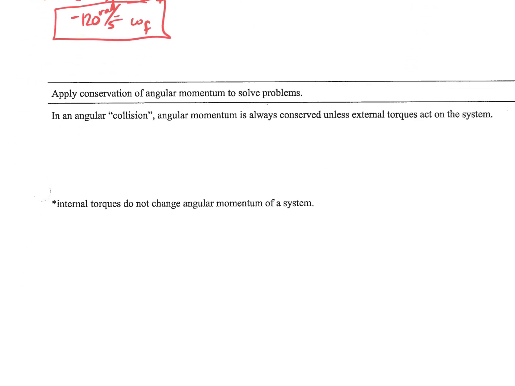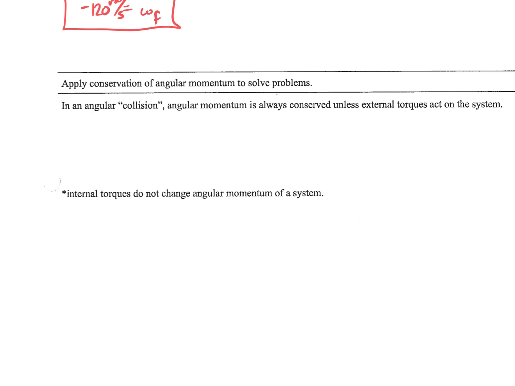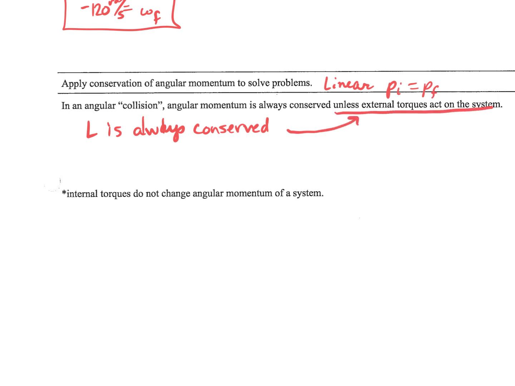All right. Applying conservation of angular momentum. Just like we have conservation of linear momentum, where P initial equals P final, we know that L is always conserved unless an external torque is acting on the system. If there are no external torques, that means the sum of the torques is 0, which means there is conservation.